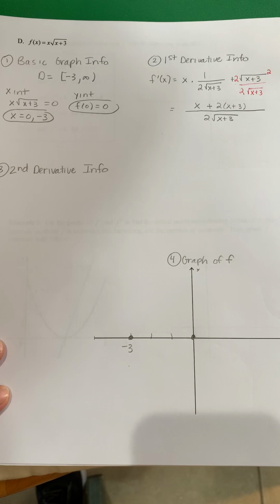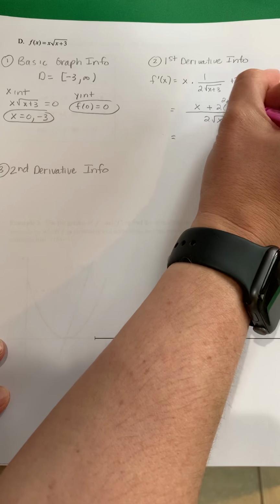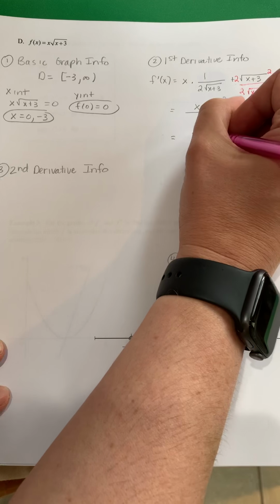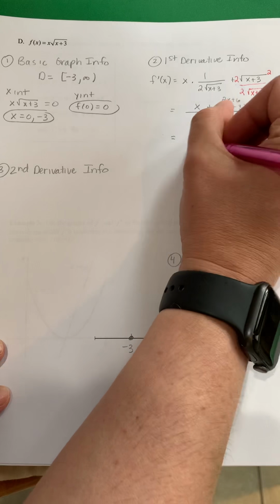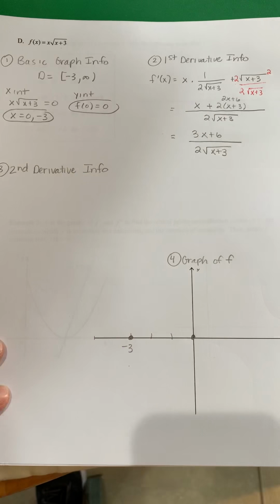Okay, so we need to combine like terms up top there. We'll have a 2x plus 6 from this part. So when we combine that with the x, we'll have a 3x plus 6, all over 2 times the square root of x plus 3.